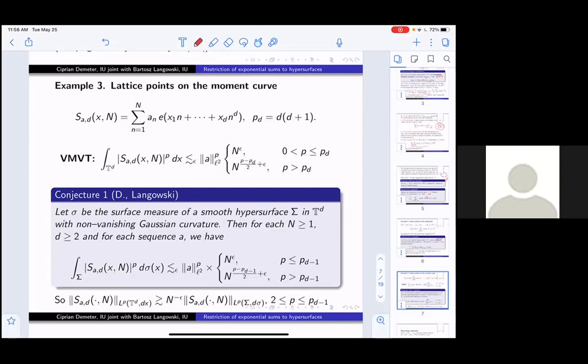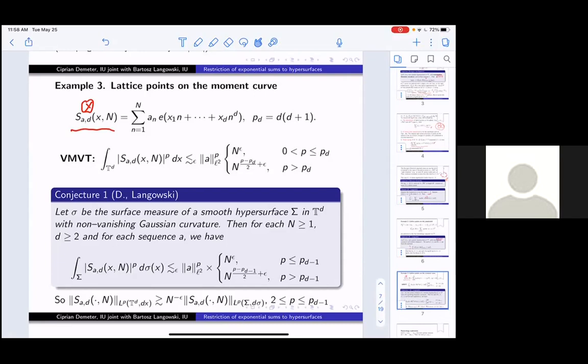So the exponential sum that I like to play with is defined at the top of the screen. Notice that I'm dropping any upper script notation. I'm not going to try to write a notation for the moment curve over there, because from now on, as I said, it's just the moment curve.